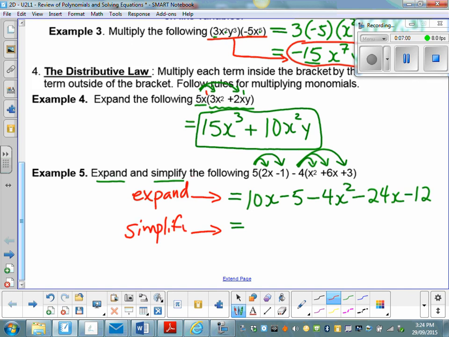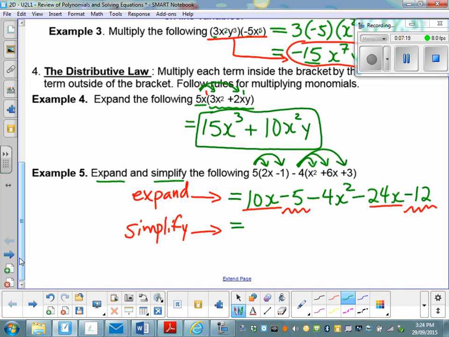And to simplify here, we're just collecting like terms. So I've got a 10x that is like a minus 24x. And I've got a minus 5 and minus 12 that are like terms because they're constant terms. They don't have any variables with them.